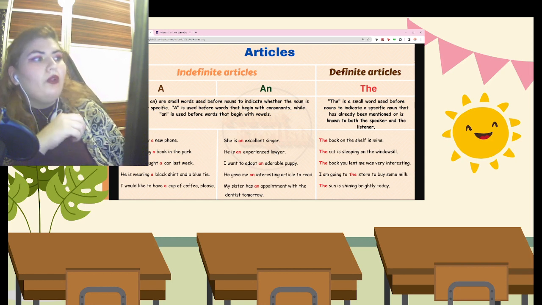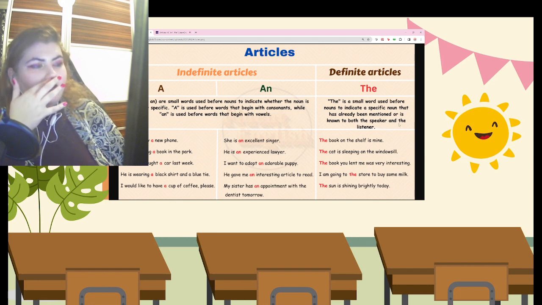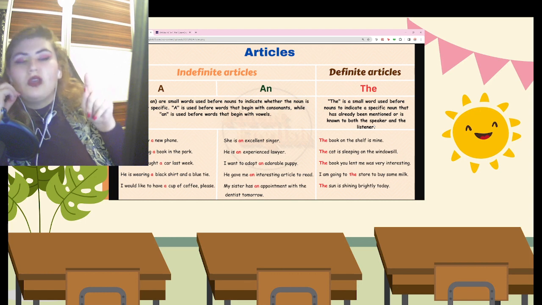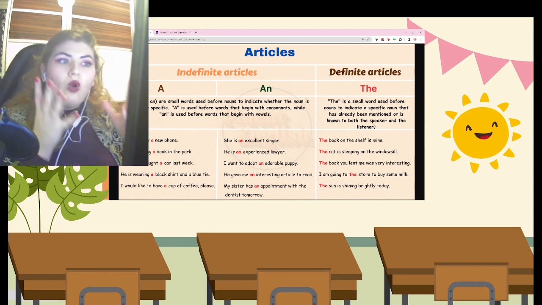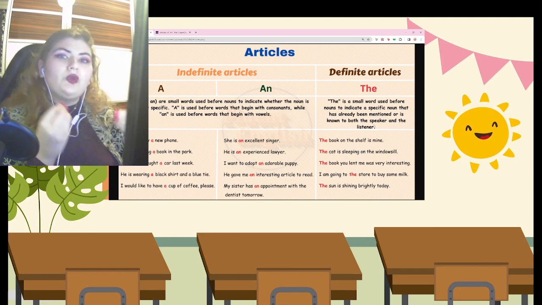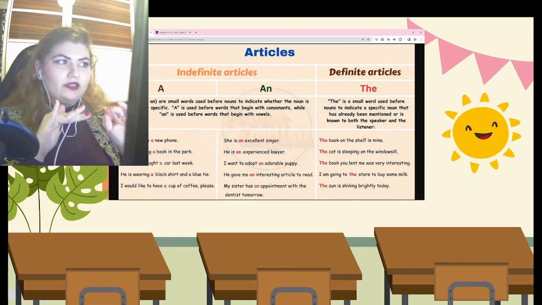The is a small word used before nouns to indicate a specific noun that has already been mentioned or is known to both the speaker and listener. The book on the shelf is mine. So if we talked about the book before, so if you know which book we are talking about, we are going to use the.